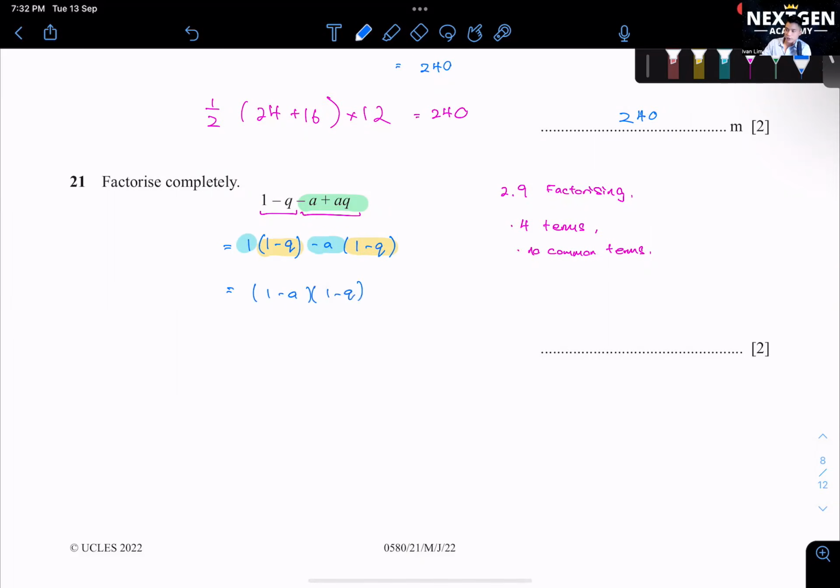I don't know what the name of this is, but if you have 4 different terms and no common terms between all 4, then they ask you to factorize. Normally you put it in pairs, find one bracket to be the same first, then you can write it in this form: 1 minus a, 1 minus q.